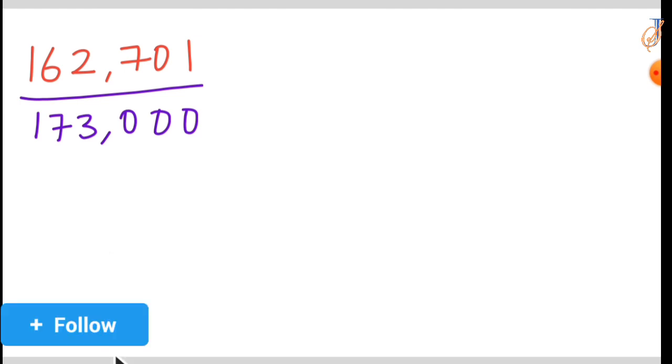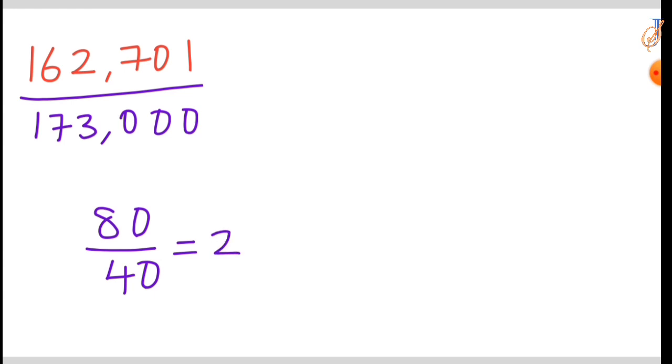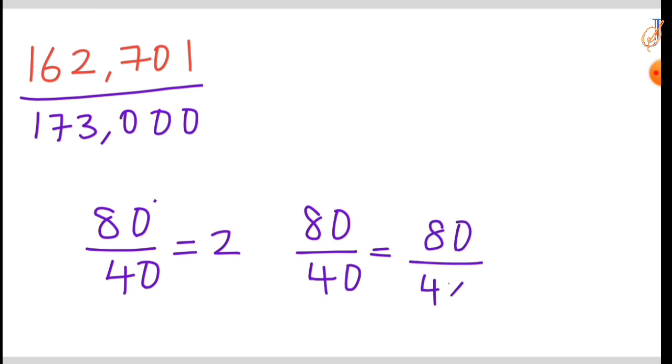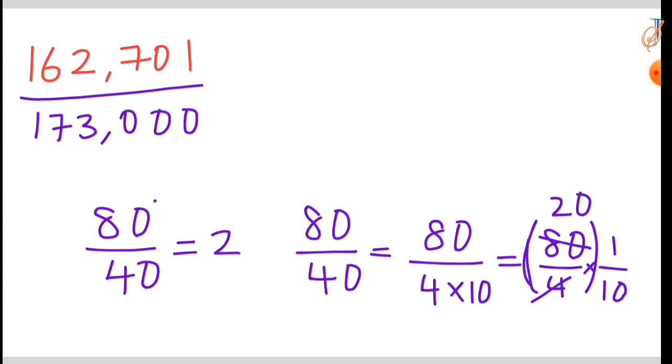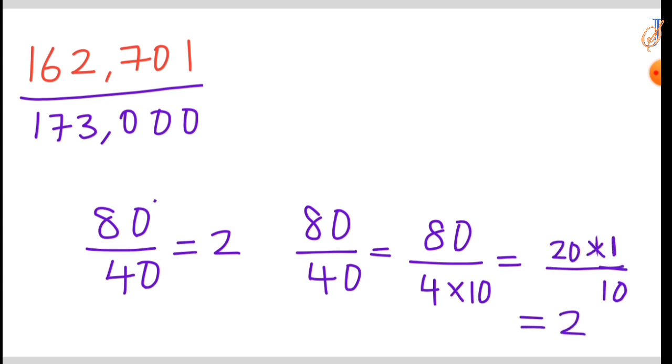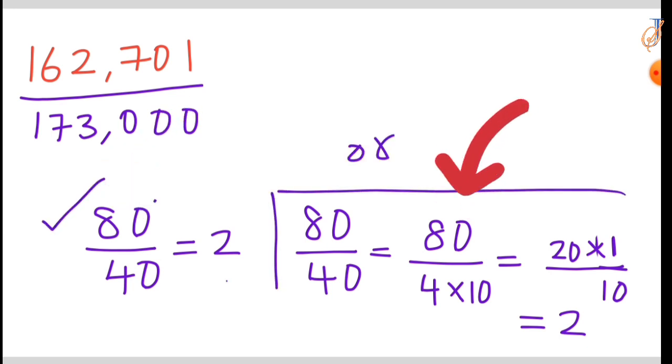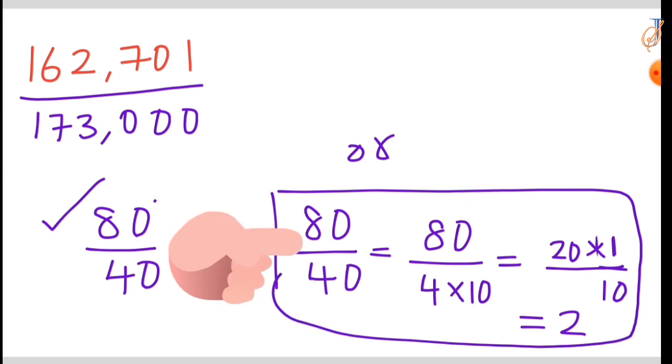Now, for example, if you have the number 80 divided by 40, you will get the result 2, isn't it? So same number 80 divided by 40, we can write this fraction as 80 over 4 times 10. And also we can write this as 80 over 4 times 1 over 10, isn't it? So 20 times 1 over 10, which gives 2 only. So we can do division like this. Otherwise, we can split and do division. The result is same. So I am going to use this technique, splitting and dividing.